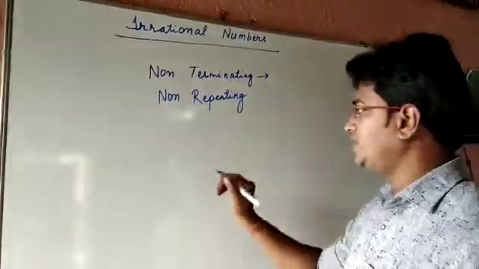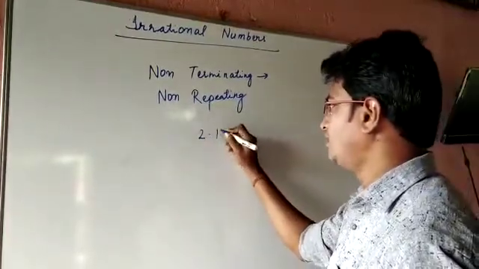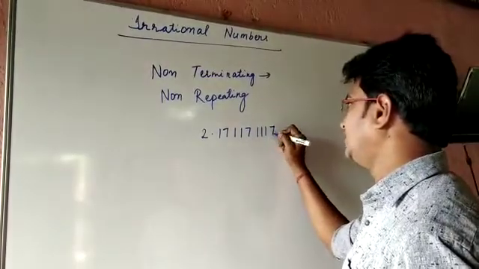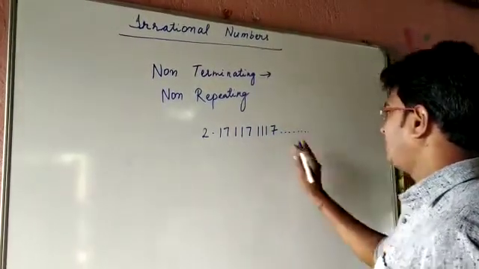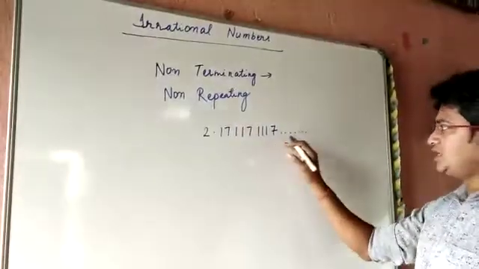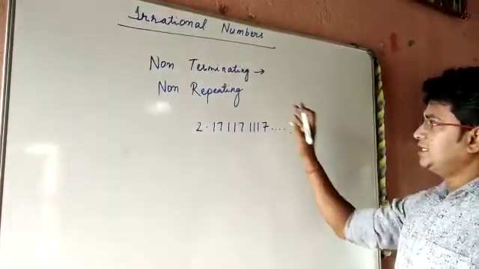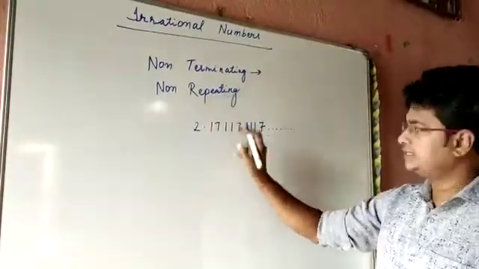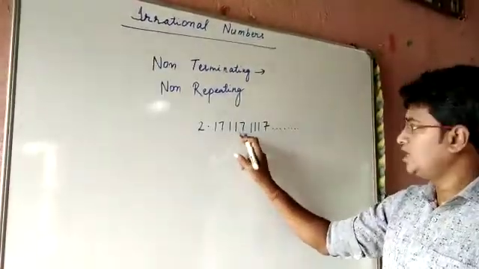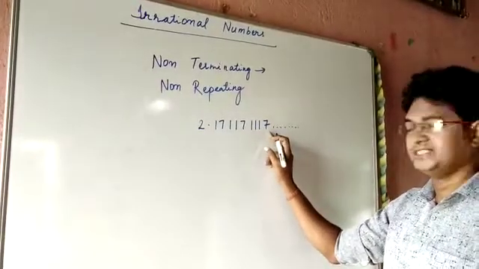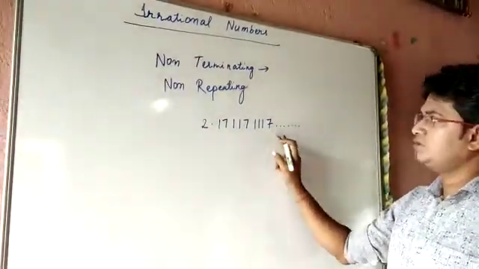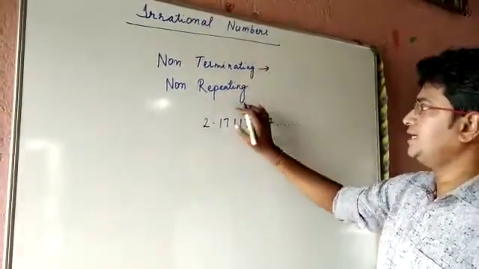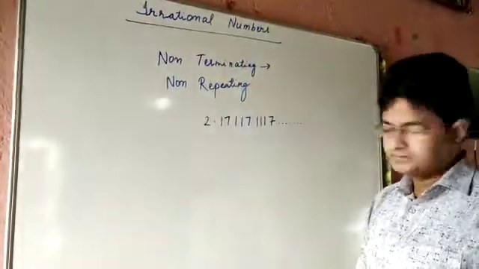Suppose that I am giving one example: 2.117117117. I'll put here a dot. This dot represents that it is non-terminating, it is not coming to an end. And about non-repeating, it is 1117. So it is non-repeating. So the numbers which are non-terminating and non-repeating are said to be irrational numbers.